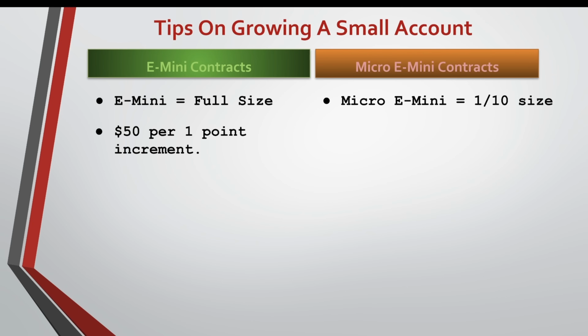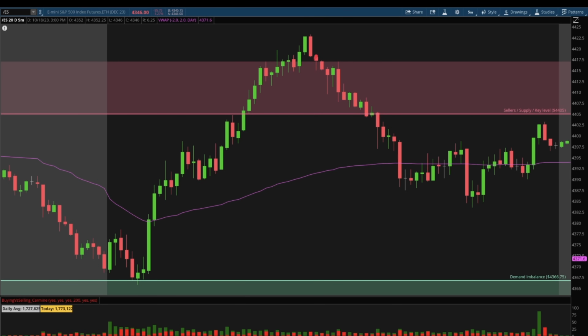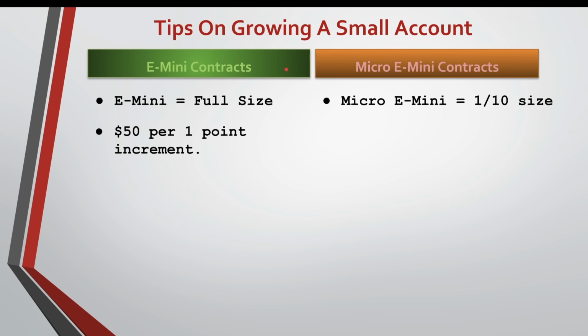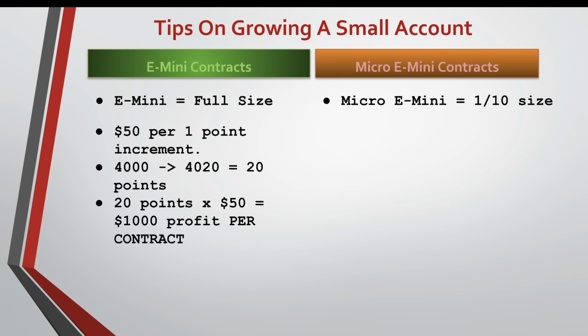On the S&P 500 specifically, $50 is a 1-point increment. What I mean is if the S&P 500 moves from 4420 to 4421, we had a 1-point increment. That means we get $50 per 1 point. So 4,000 to 4,020 is 20 points. 20 points times $50 per point is $1,000 per contract. Some people trade with 3 contracts, 5 contracts, 10 contracts, and you can just multiply the numbers.